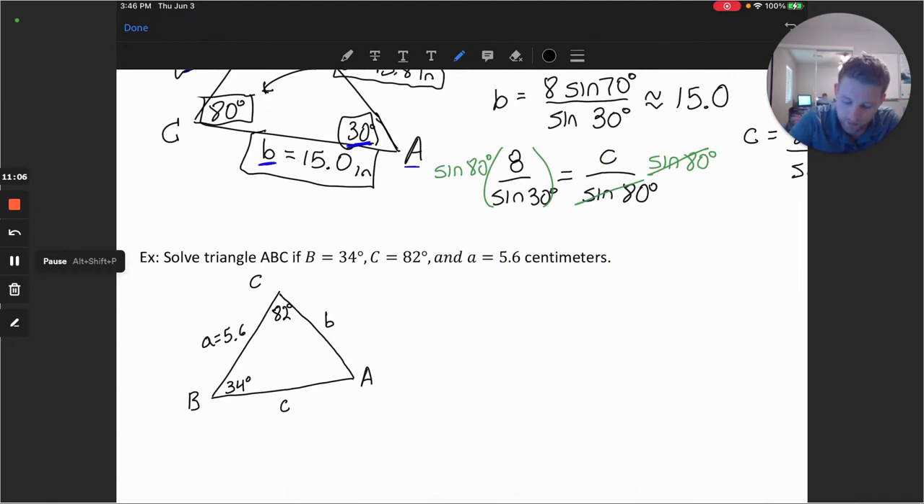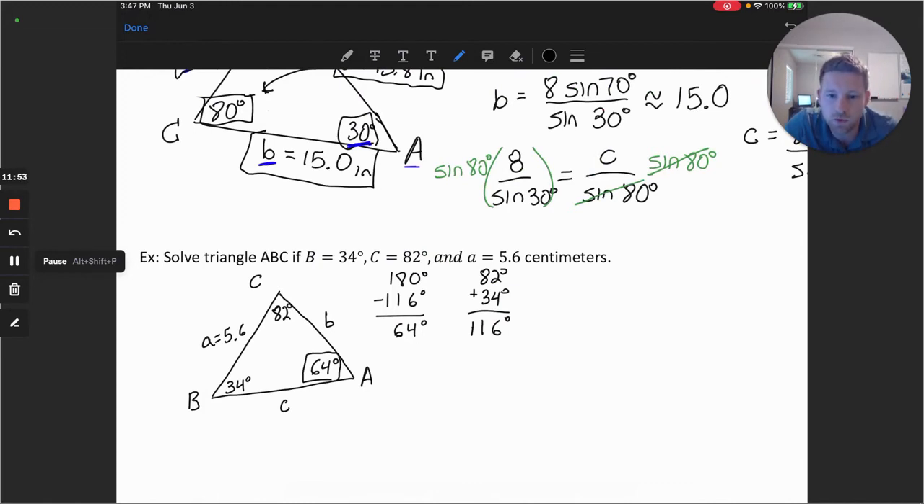Angle A, we can consider again the triangle adds up to 180 degrees. If I add up 82 degrees plus 34 degrees, this is a total of 116 degrees. And if I subtract that sum from 180, we'll end up getting the final angle measure at 64 degrees. So 64 degrees will be that final angle measure of A. So that's our first solution.